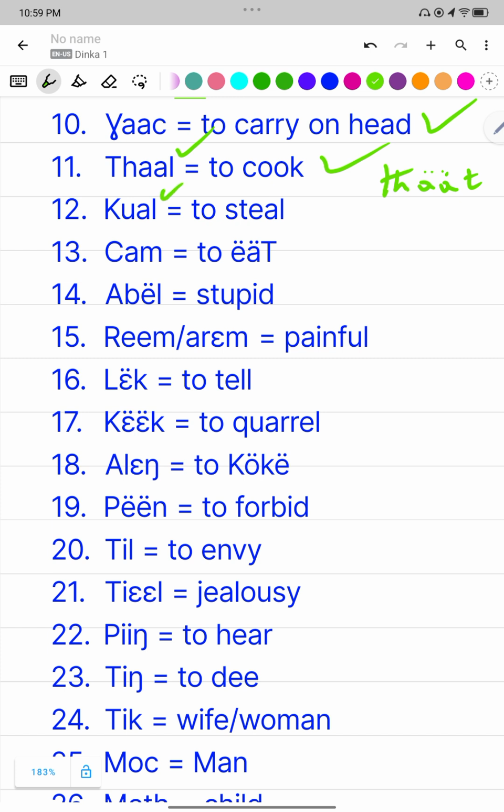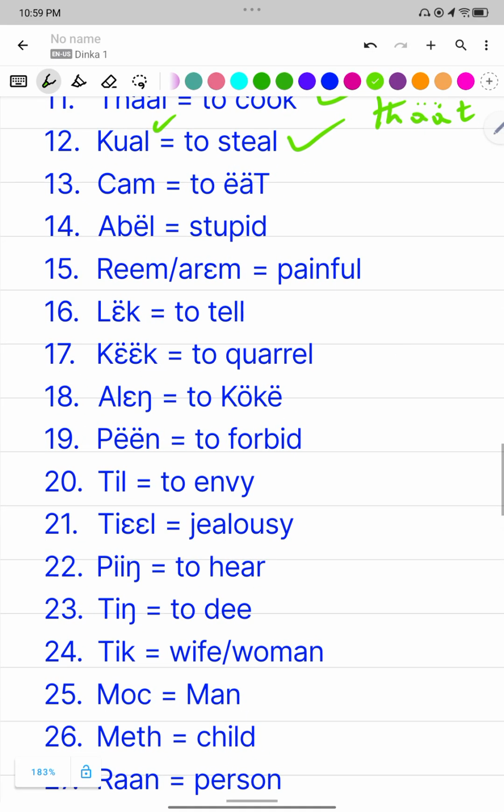Number 12, qual. Qual means to steal. To steal. In chirap qual, you have stolen the sorghum. Number 13, cham. Cham means to eat. To eat. And chukun cham means I eat the food.